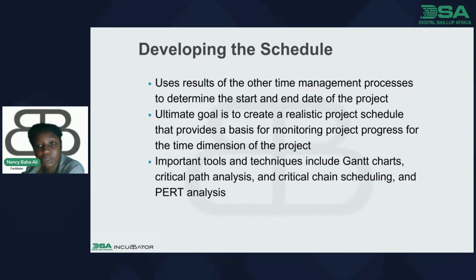So we have developing the schedule, which uses results of the other time management processes to determine the start date and end date of the project. The ultimate goal is to create a realistic project schedule that provides a basis for monitoring project progress for the time dimension of the project. Important tools and techniques include Gantt charts, critical path analysis, critical chain scheduling, and PERT analysis. Right, this is what we spoke about in the previous class.